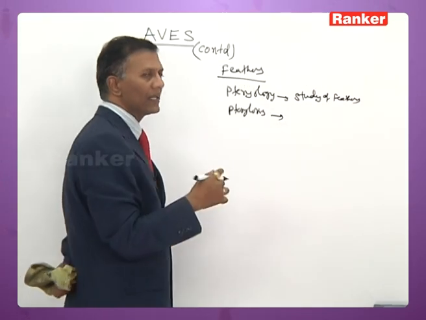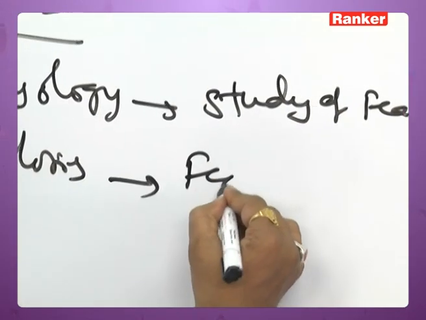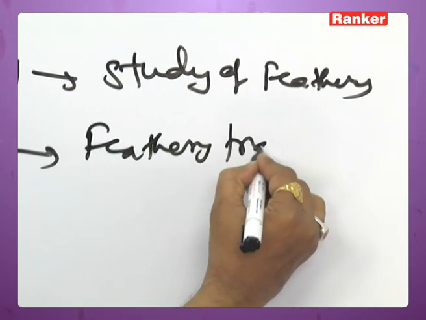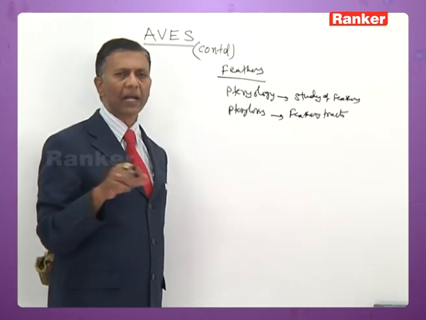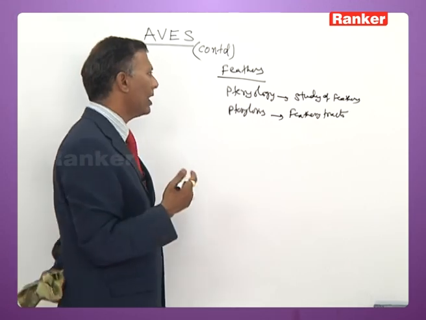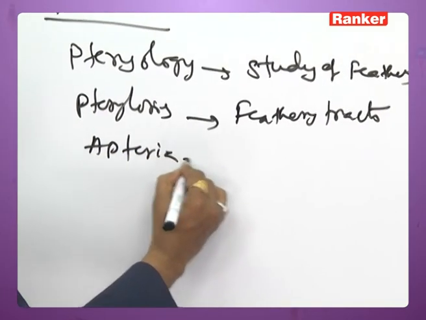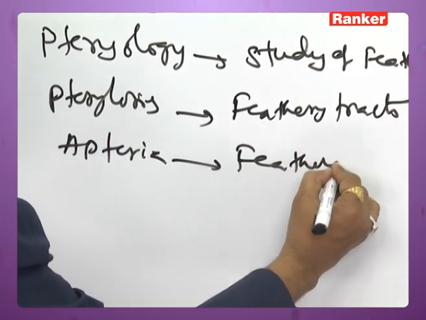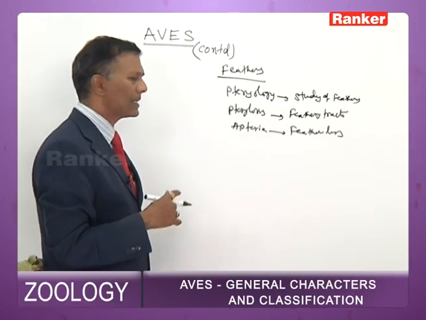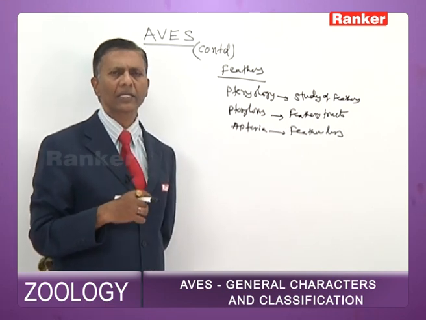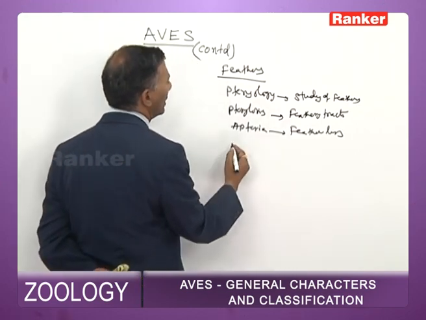The mode of arrangement of feathers in the form of definite tracts on the body is called pterylosis. The feathers are arranged in definite patterns, or regular tracts, on the body. The featherless tracts are called apteria, and the feathery tracts are called pterylae.